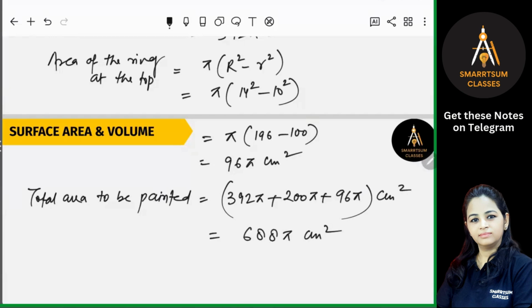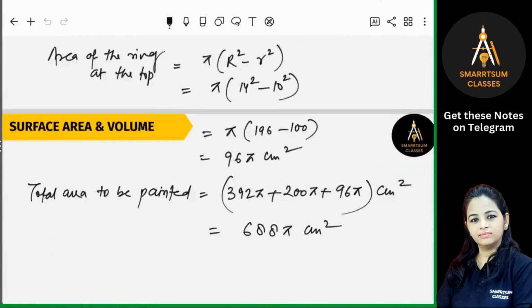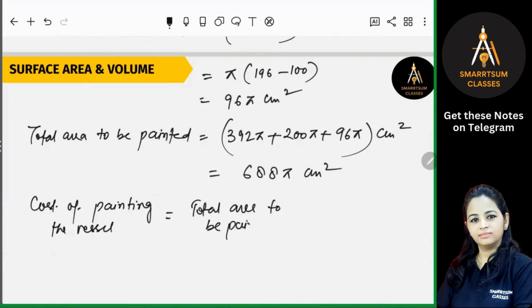Now, what is the cost of painting? This is the area which we have found. Now we have to find the cost. The rate of painting is given here as 35 paisa per centimeter square, meaning the cost of painting each centimeter square is 35 paisa. Using this rate, we have to find the total cost of painting. So write down: cost of painting the vessel is equal to total area to be painted into the rate.